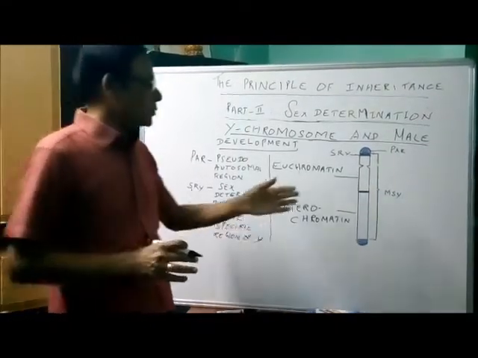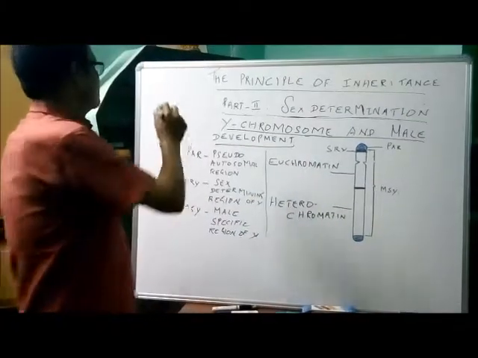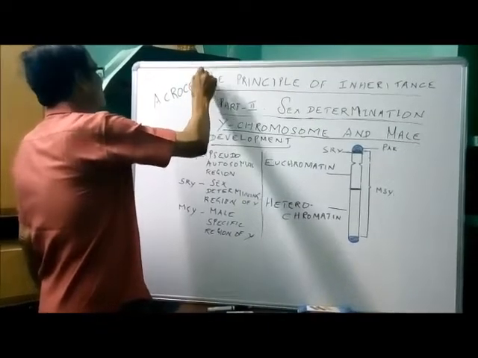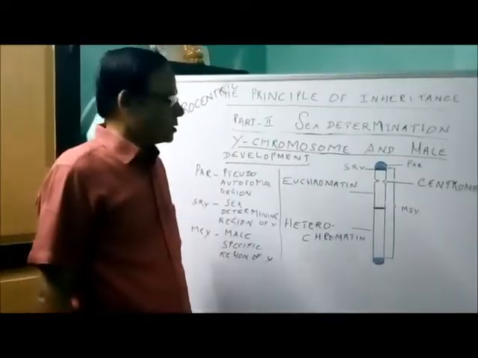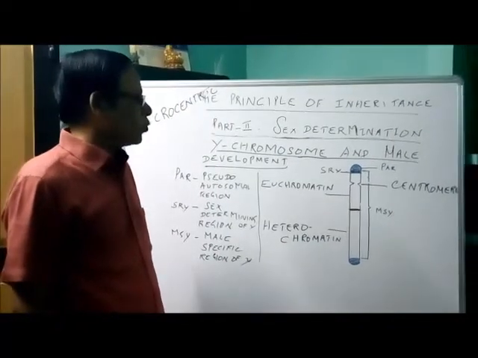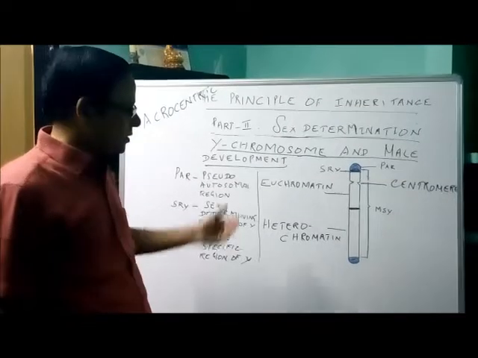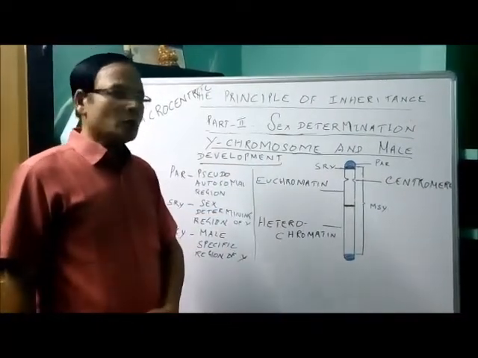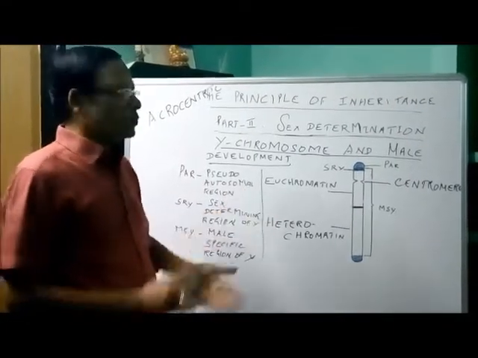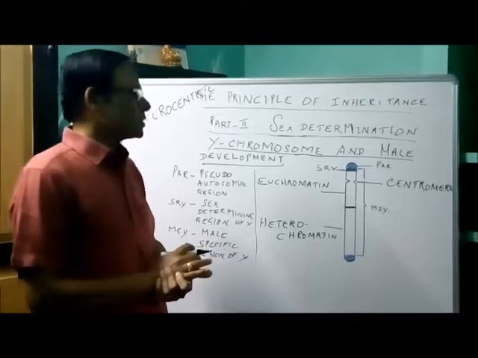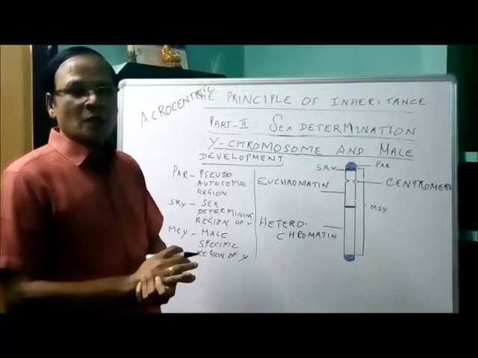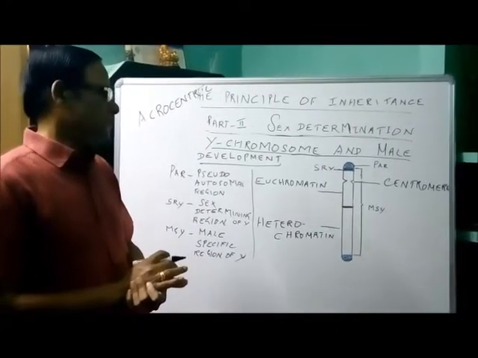Now, the Y chromosome is normally acrocentric. That means the centromere is present towards one end of the chromosome. As a result, we have one short arm and one long arm. Now, this Y chromosome has certain regions. These regions have a homologous counterpart on the X chromosome.